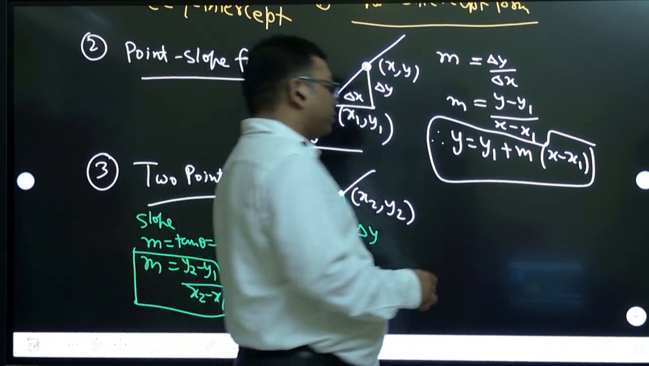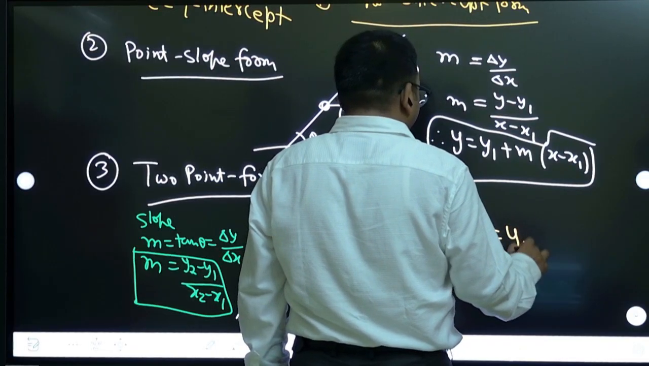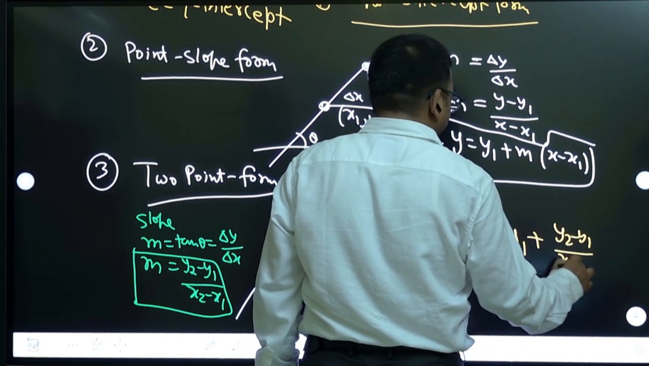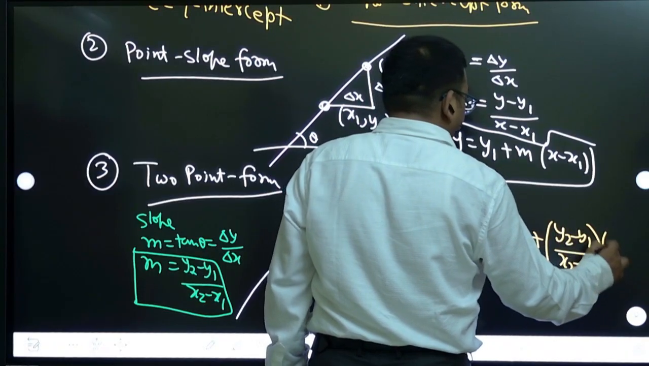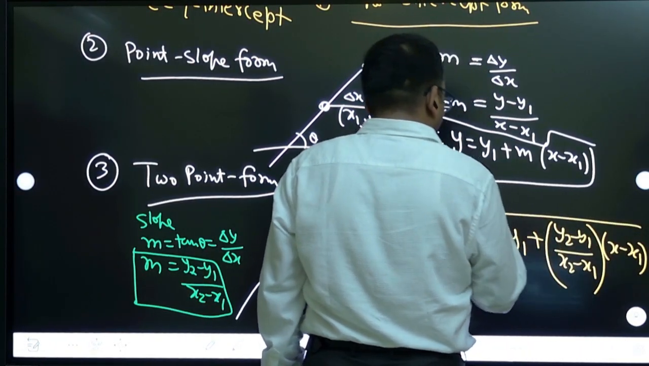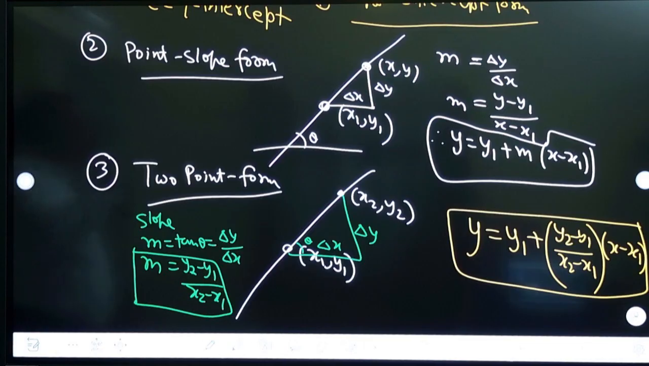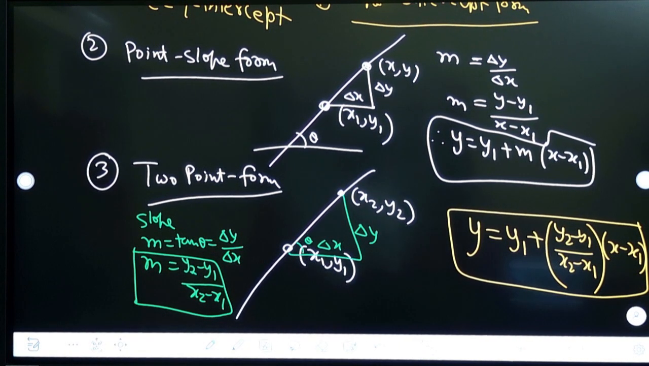Once we can calculate slope, we can use the point slope form. So y is equal to y1 plus slope. Slope I will substitute as (y2 minus y1) by (x2 minus x1), times (x minus x1). That's how we can write this equation. 2 point form. Right? 2 point form.